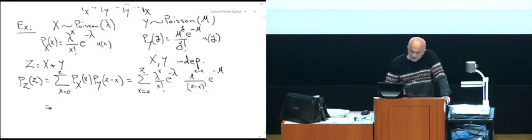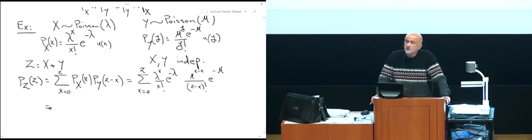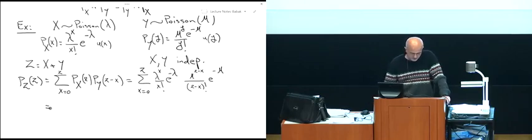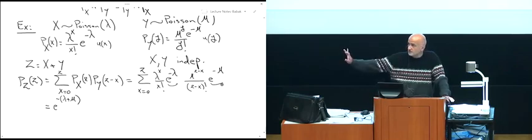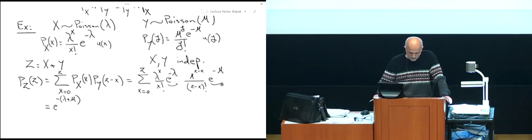If my claim or hunch is correct that the sum of these two Poissons will be another Poisson, are you seeing inklings of that emerging from this expression? What exponentials are you seeing? E to the what? Minus lambda plus mu. You see that, right? From here and here. That's a good sign, because I got my exponential already.